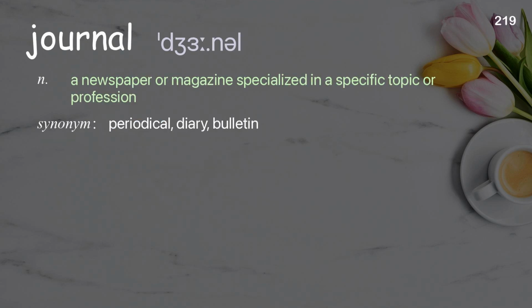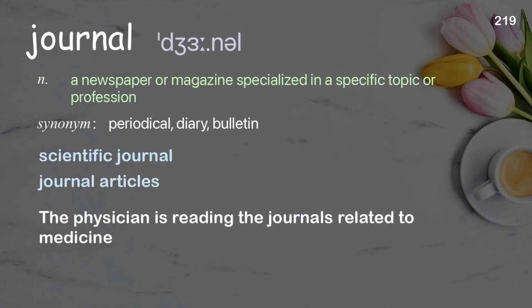Journal. A newspaper or magazine specialized in a specific topic or profession. Examples: scientific journal, journal articles. The physician is reading the journals related to medicine.